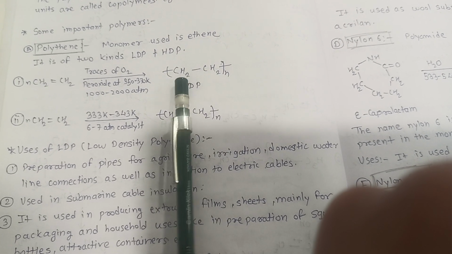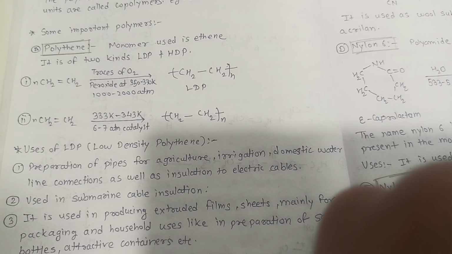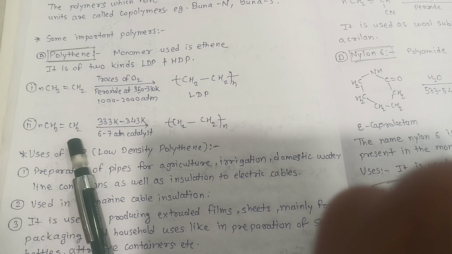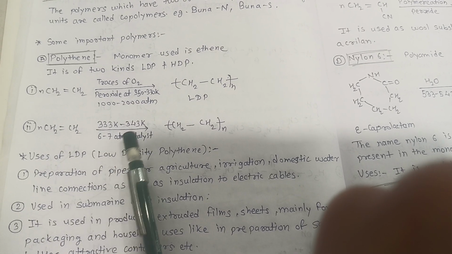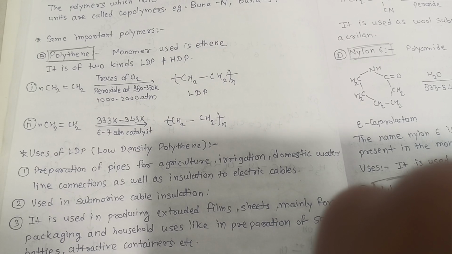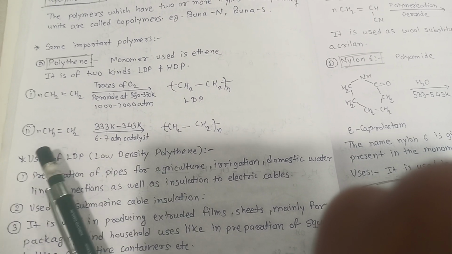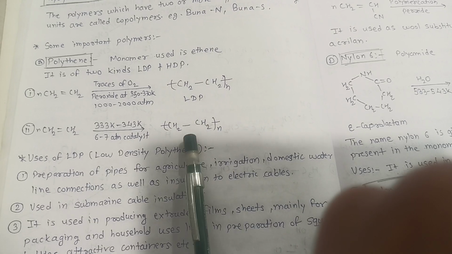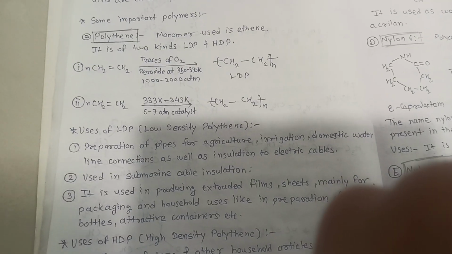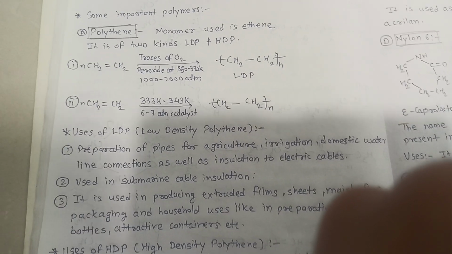So that's how we can draw the structure of polymer. So this is polyethylene. The structure of low and high density polyethylene are the same, meaning in reactions. Then next, high density polyethylene, the conditions are different: 333 Kelvin to 343 Kelvin, and 6 to 7 atmosphere. A catalyst is also used in this reaction, and the product is the same. But their compositions are different, the linkings are different in LDP and HDP.